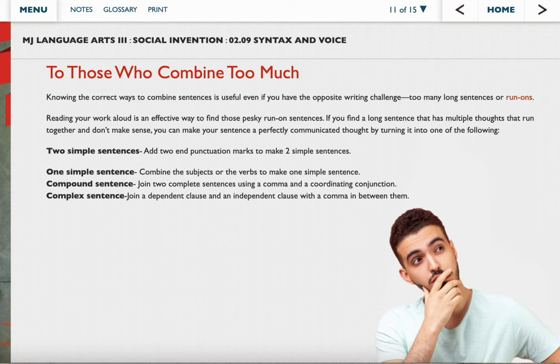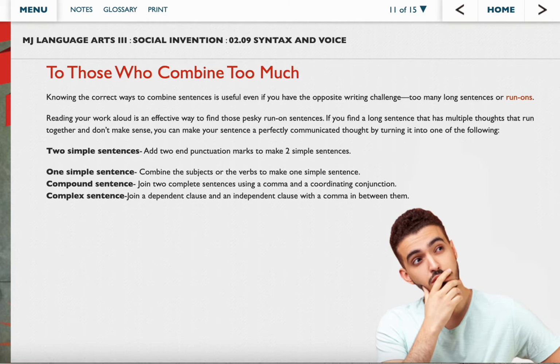If you find a long sentence that has multiple thoughts that run together and don't make sense, you can make your sentence a perfectly communicated thought by turning it into one of the following. Let's look at these 2 simple sentences. Add 2 end punctuation marks to make simple sentences.